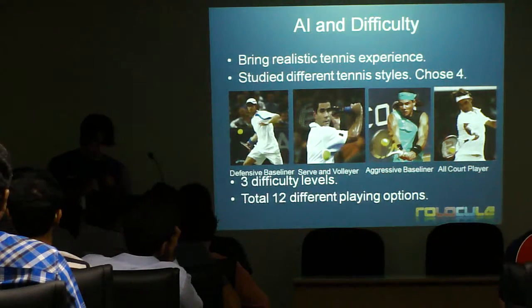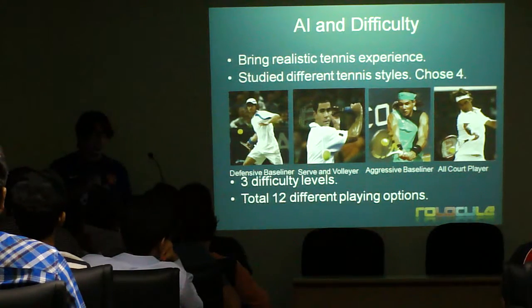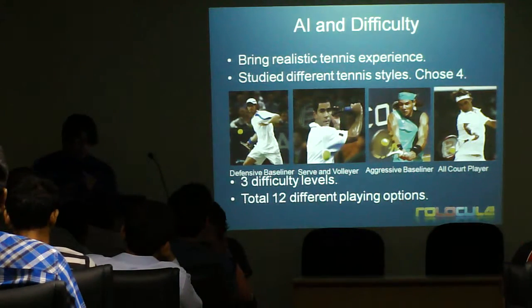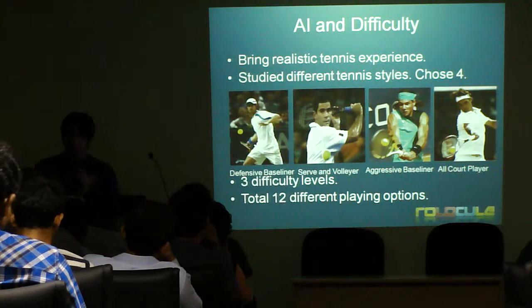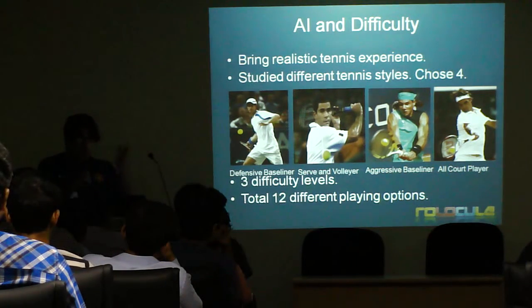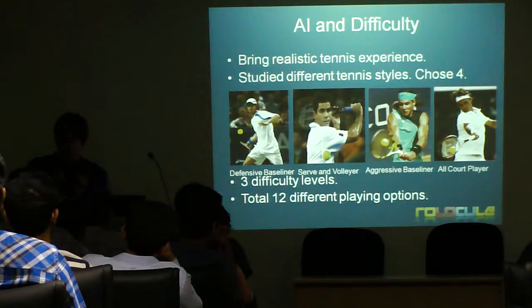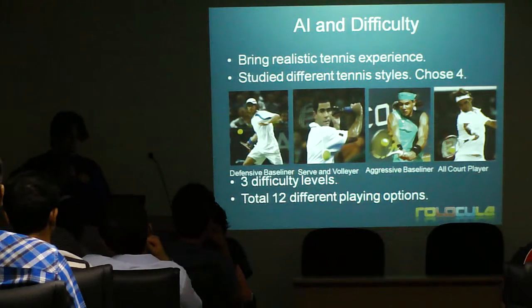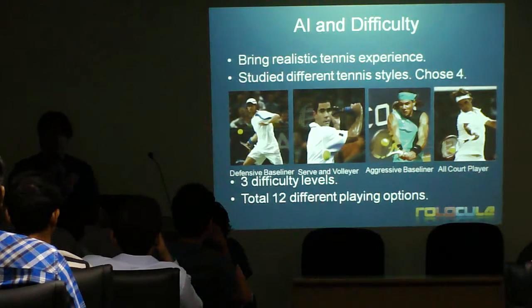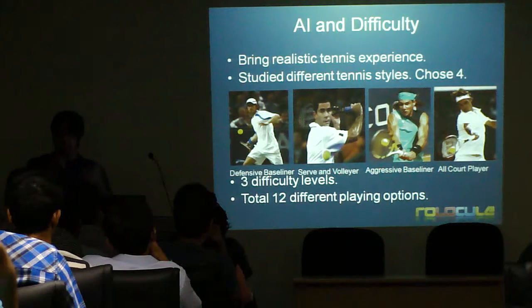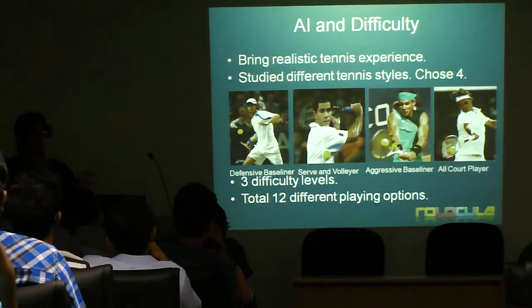Now, when we wanted to bring realism into the tennis, we wanted to study how tennis players actually behave, right? We watched YouTube matches and studied a lot of tennis forums. We categorized all these players generally into 4 categories and designed AIs accordingly, right? First, we have a defensive baseliner. That's Andy Murray right now. He plays on the baseline, returns every shot, and forces the opponent to make a mistake. That is the characteristic of that player.